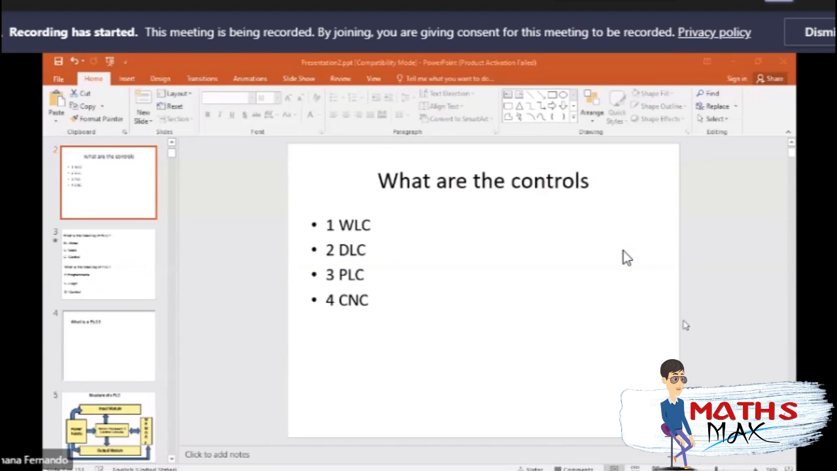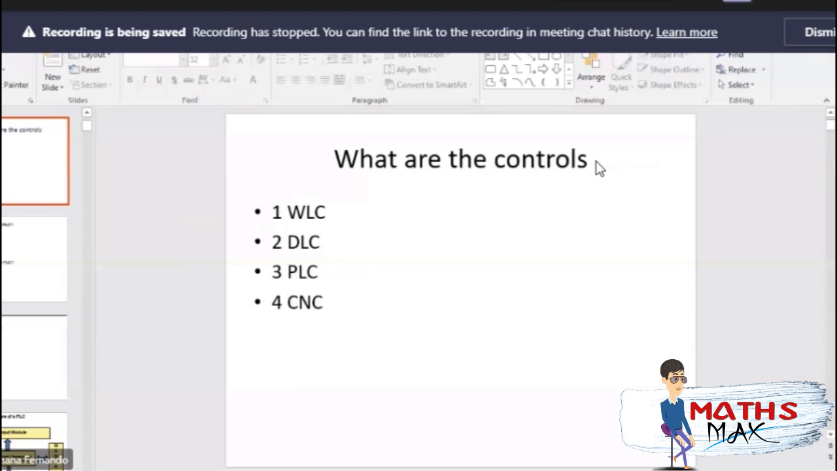We all know that it has a logic. When you press the start button, the motor starts. When you press the stop button, the motor stops. Even though we didn't call this WLC, we call it a control circuit, right? It has a logic control.